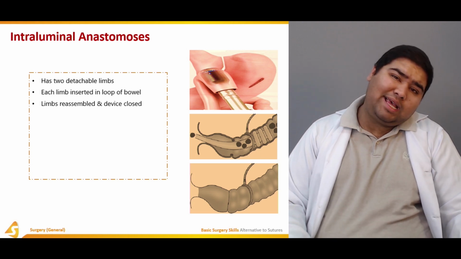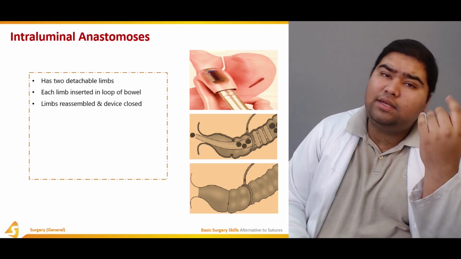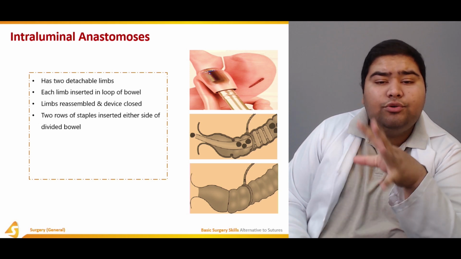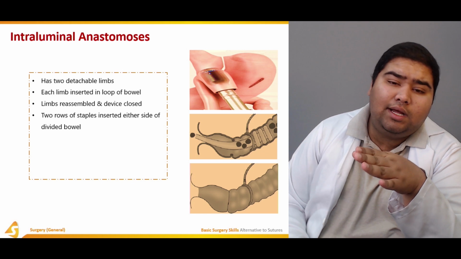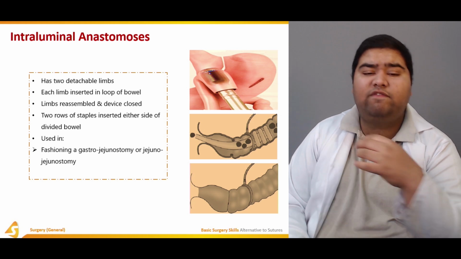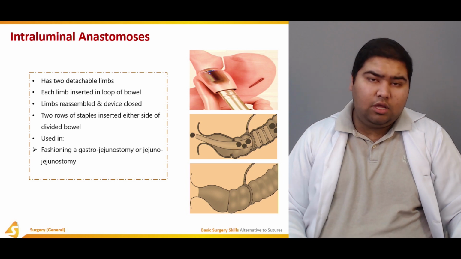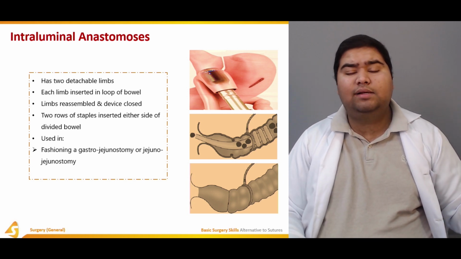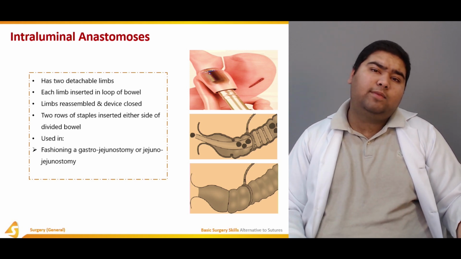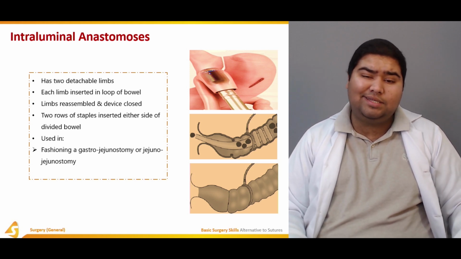Now the limbs are resected and the device is closed, and this brings the 2 ends of the bowel together. The 2 rows of staples are inserted, so either side of the bowel gets the staples, and it's used in fashioning a gastrojejunostomy or duodenostomy. So with the help of this, you can perform a gastrojejunostomy or duodenostomy, commonly done during the hepatic surgeries.